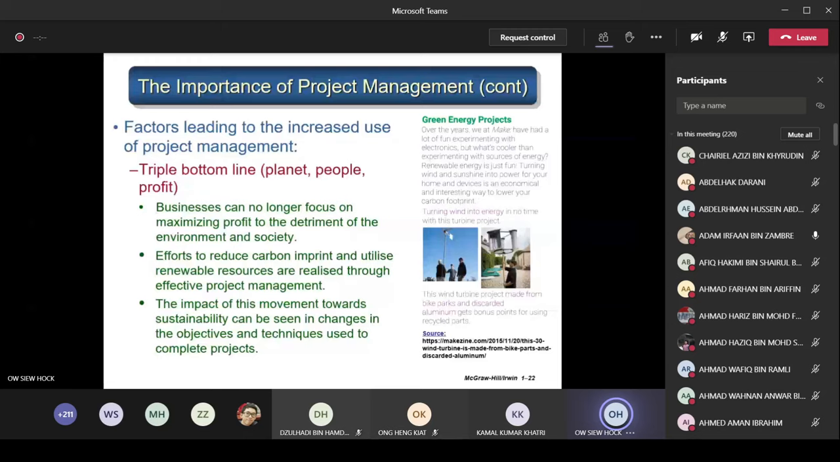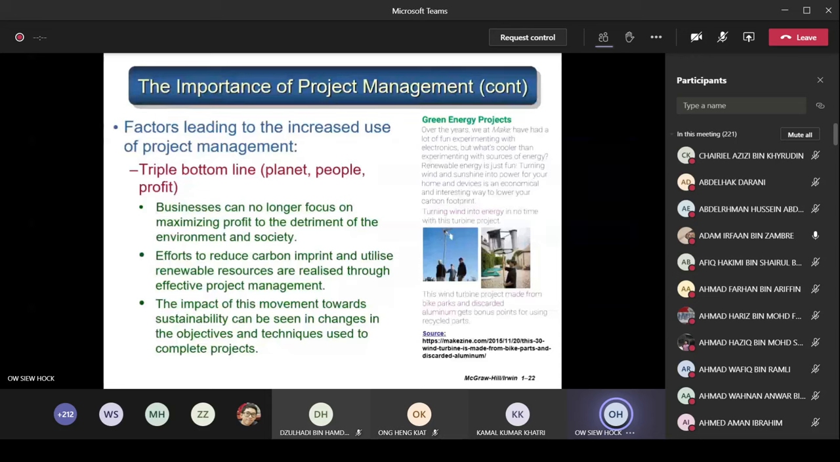Okay, the next point is about the triple bottom line, about planet, people, and profit. So businesses can no longer focus on maximizing profit to the detriment of the environment and society. Efforts to reduce carbon imprint and utilize renewable resources are realized through effective project management. The impact of this movement towards sustainability can be seen in changes in the objectives and techniques used to complete the projects. So you can see today's projects, people emphasize recycling. They want the green, everything comes out with green and saving energy.